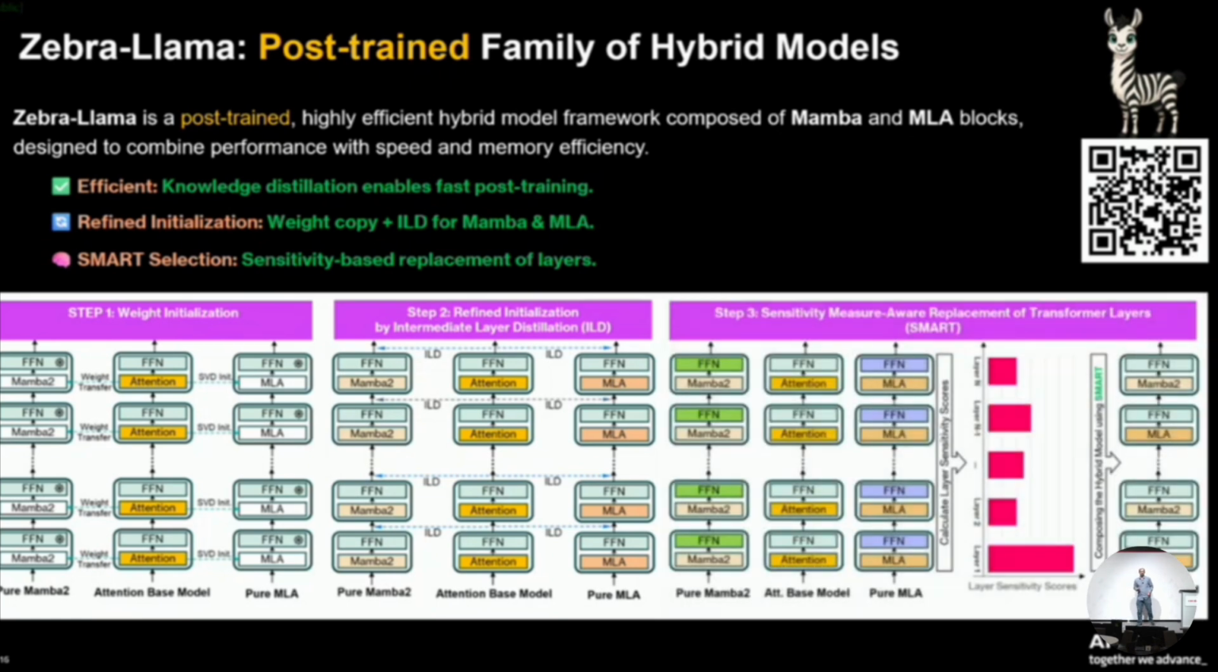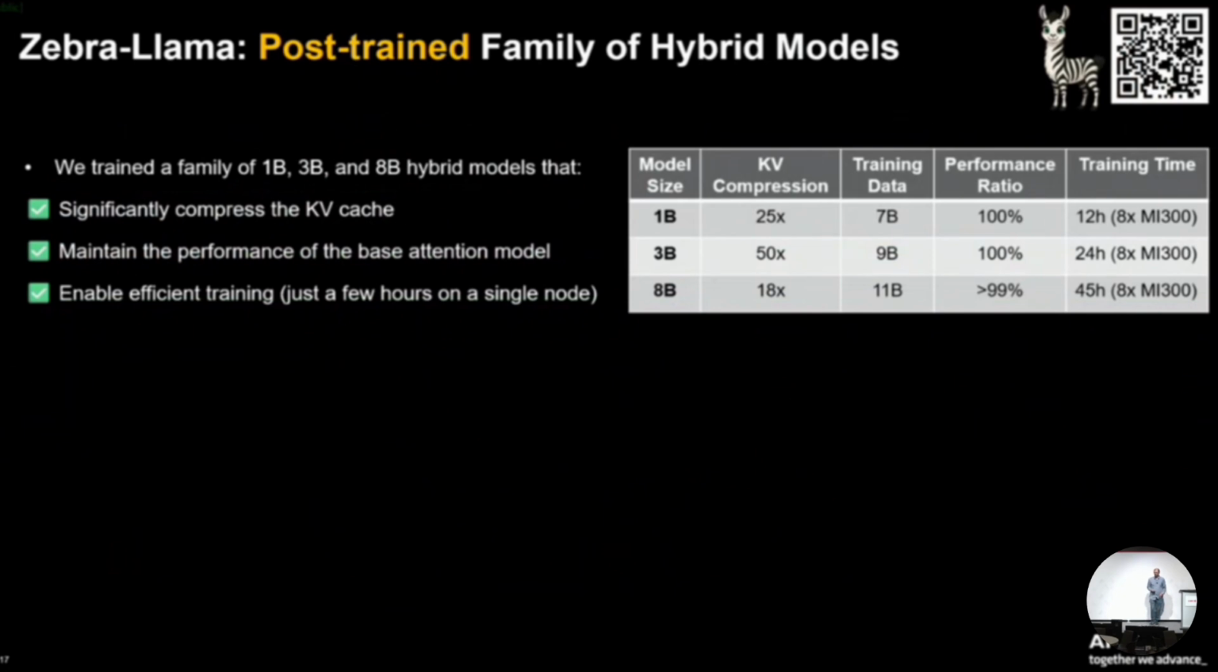And then at the end, we want to compose a hybrid model. The question is, how are we going to select which layers should be Mamba and which layers should be MLA? Our solution is based on smart layer selection. This smart layer selection comes with a sensitivity analysis for all layers of our efficient models, pure Mamba and pure MLA. I won't go into the details of that; you can follow in the paper. But based on that sensitivity analysis, we decide which layers of the hybrid model should be MLA and which layers should be Mamba.